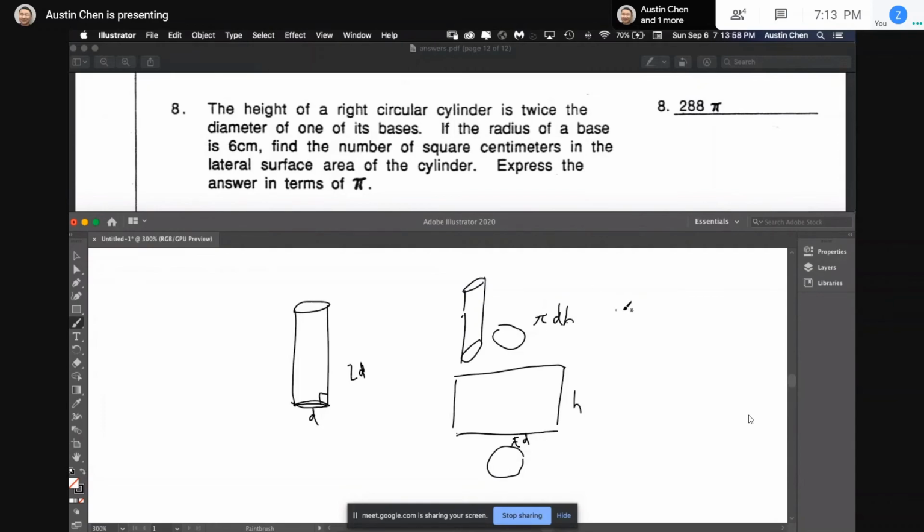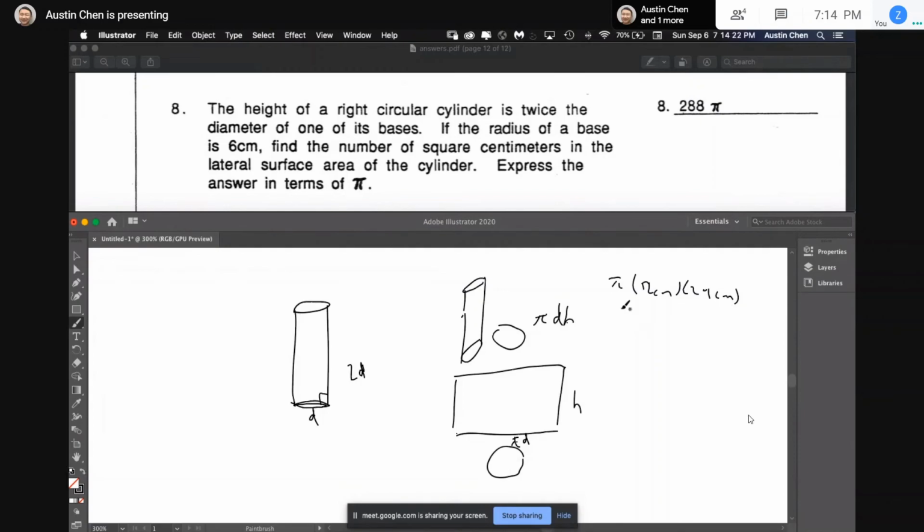So now we just need to find it. It says the radius is 6 centimeters, so the diameter is going to be 12 centimeters. The height is 2 times the diameter, and the diameter is 12 centimeters, so the height is 24 centimeters. So now we have pi times 12 centimeters times 24 centimeters.